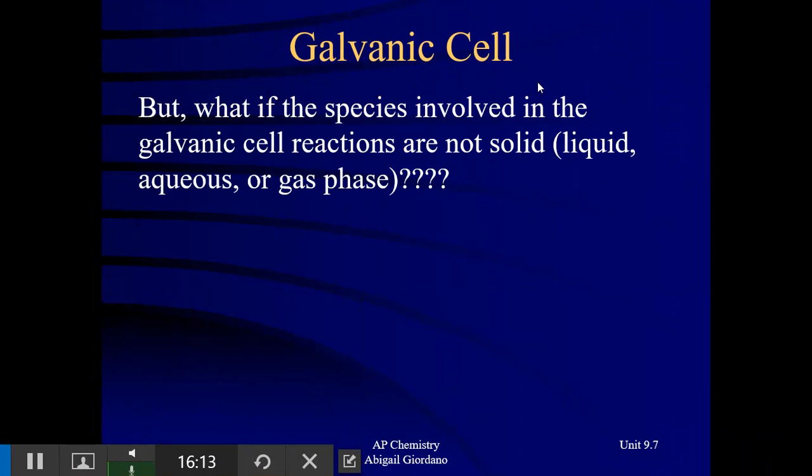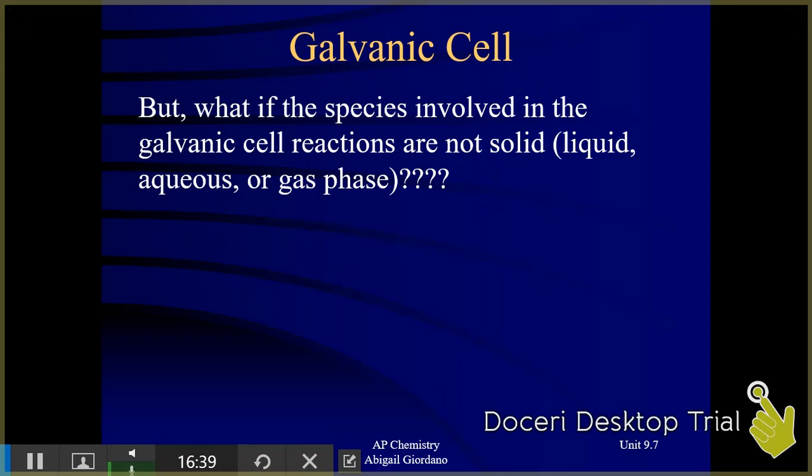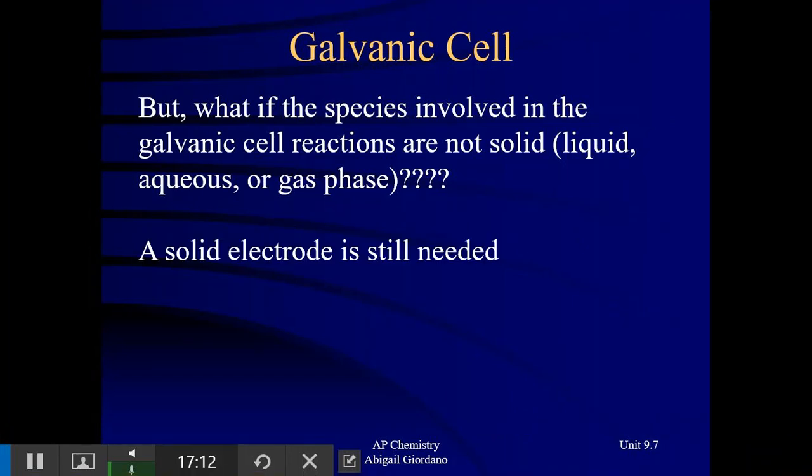So, let's talk about one other thing, and then we're going to look at an example. As we've now noticed, galvanic cells have to have some kind of solid electrode immersed in some sort of solution. But here's the question. What if the species involved in the galvanic cell reactions are not solid? Like, what if they're liquids or aqueous or a gas phase? For example, what if one of my half reactions was this? This guy and this guy are both aqueous species. There's no solid iron involved in that half reaction. They're both aqueous. Well, we have to still have a solid electrode.